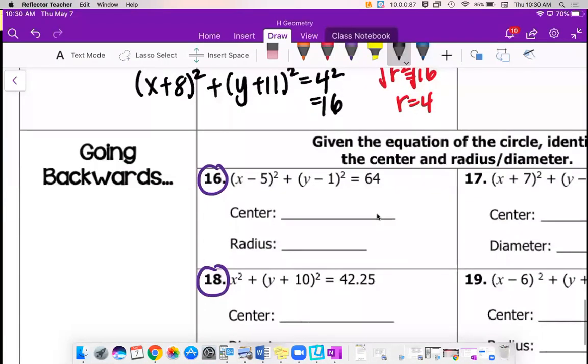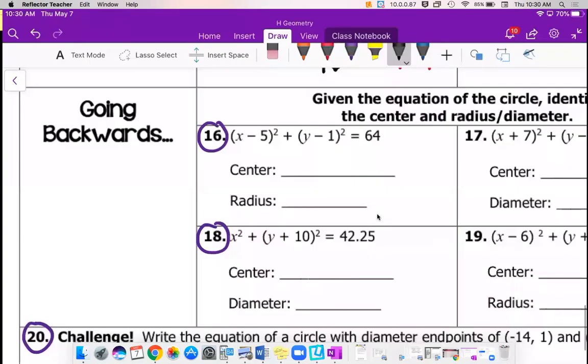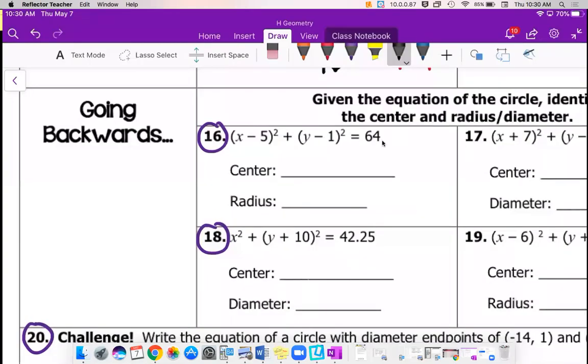Okay, 3 more. Going backwards. So if I have the equation already, we want to be able to identify the center, the radius, or the diameter. So in this one, they give us the equation right here, and we want to know the center. So we just look at these two places and we switch the signs. So since this is a minus 5, the x value of your center is going to be a positive 5, and since this is a negative 1, the y value of your center is going to be a positive 1.